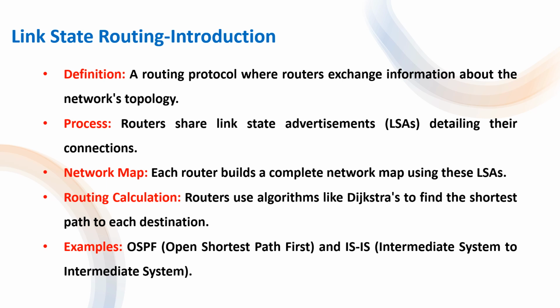Link state routing protocol is a routing protocol in which routers exchange information about the network's topology to build a detailed and accurate map of the network. This map is used to determine the most efficient paths for routing data.